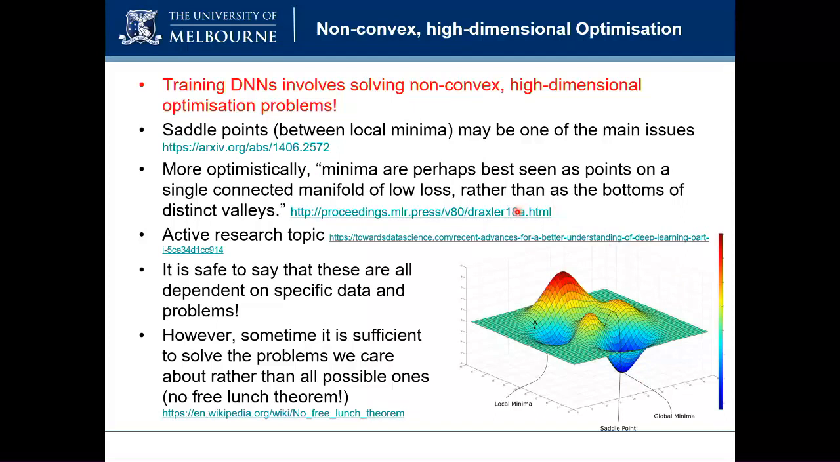Usually these papers don't give a mathematical justification. They just talk about their experiences from certain data sets. You should be kind of mindful of that. It's an active research topic, a better understanding of how we do this. And then these are all dependent on specific data and problems. I think this is safe to say. I would like to emphasize this.